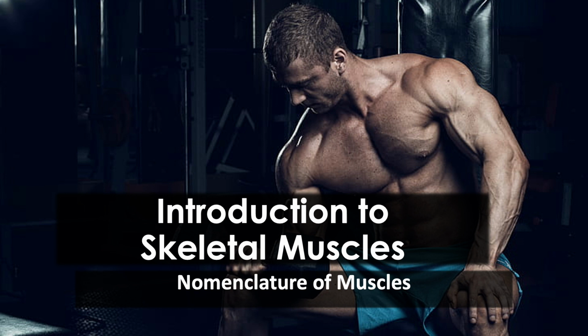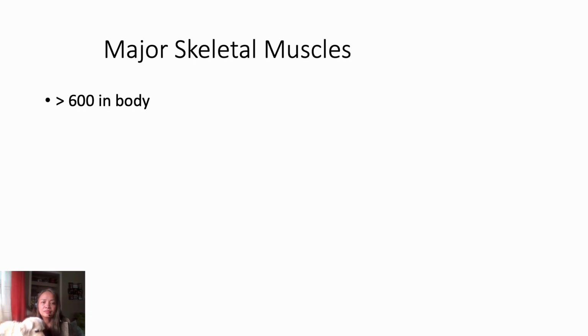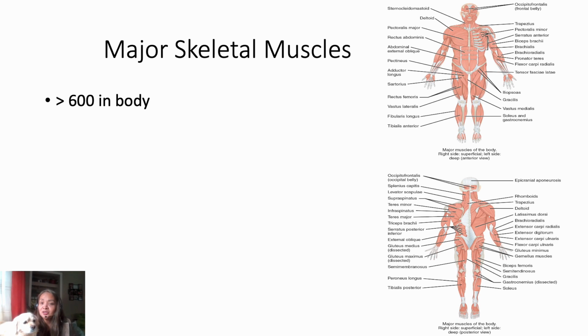Today I'm going to introduce you to the skeletal muscles by explaining how muscles are named. So there are over 600 muscles in the body, but don't worry, we're only going to focus on the major skeletal muscles and the superficial ones.